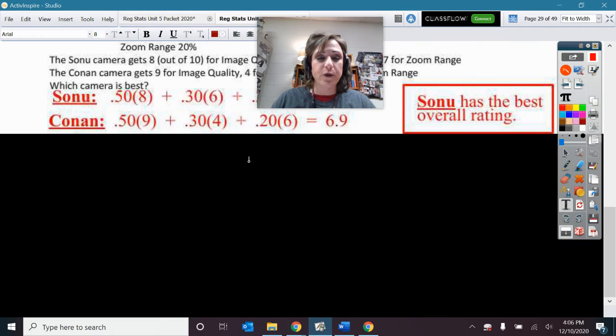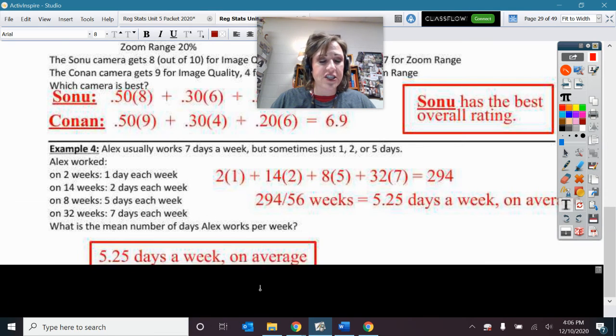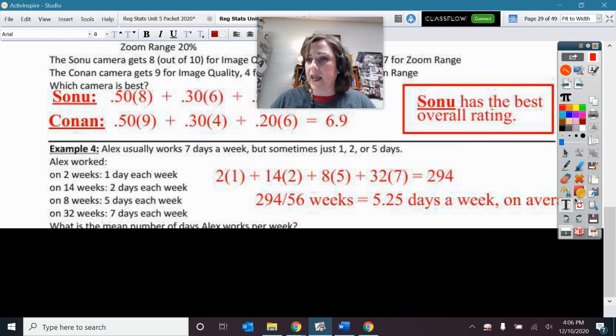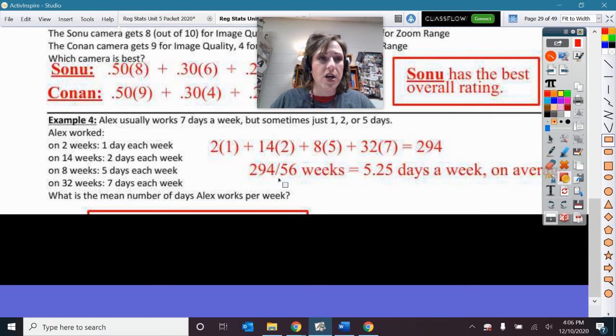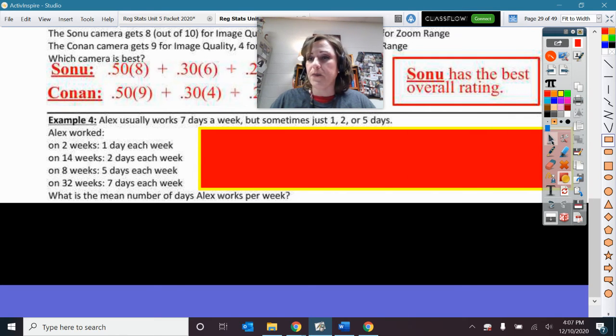All right, your final one for weighted averages. We've got this one here. So this is interesting. Let's actually kind of talk about this real quick. We have got this situation where Alex has worked a certain number of days per week. Okay, so we've got that going on.